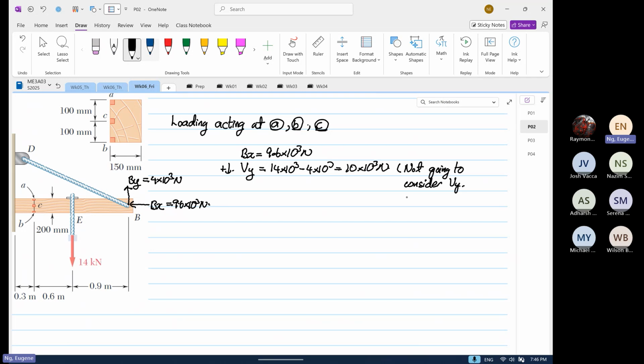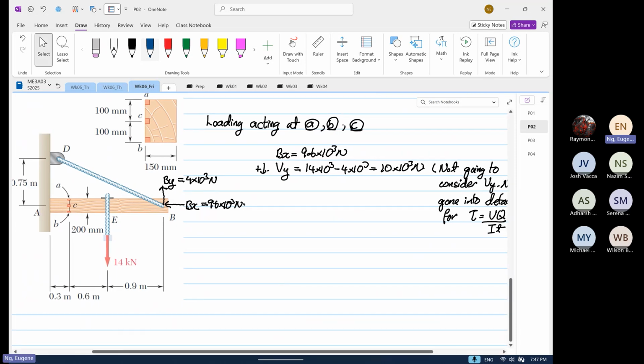Okay, because we have not learned. Some of you, if you remember, I'm not going to consider Vy because we have not gone into detail for shear stress, which is equal to VQ over IT. I know you have seen this formula, probably in 2P, but I've not taught you all yet. We are just going to focus on normal stresses for now. This is considering shear stress.